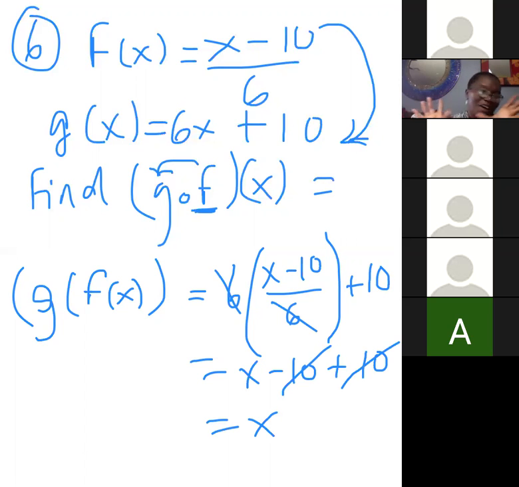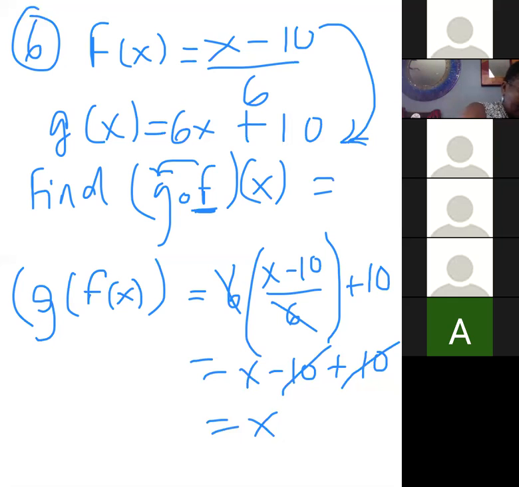Since g of f of x is equal to x, without doing the f of g of x, and I think it's going to turn out to be the same thing too, what can we say about these two functions, f of x and g of x? Inverses of each other? Yes, very good, Lee. They're inverses of each other.